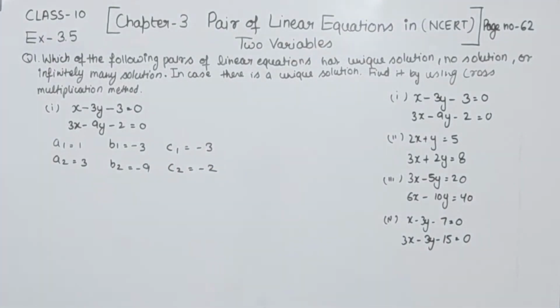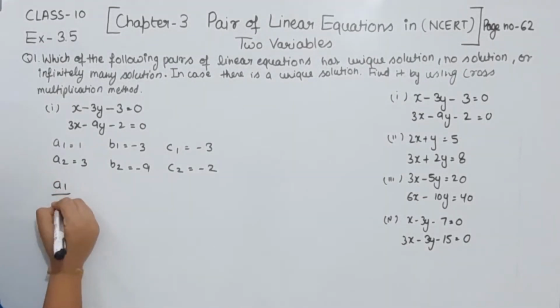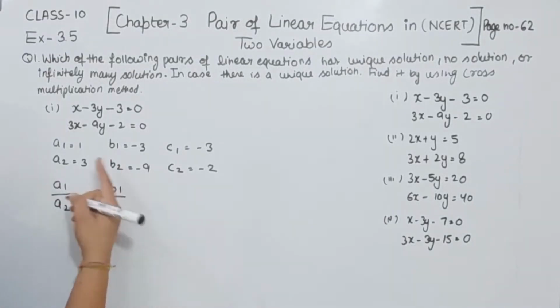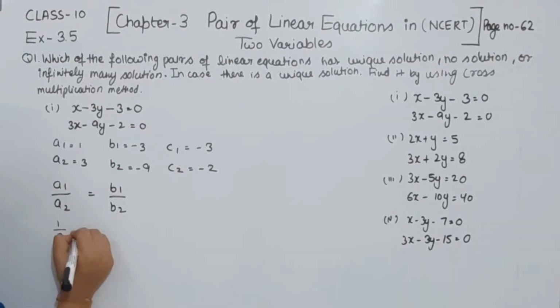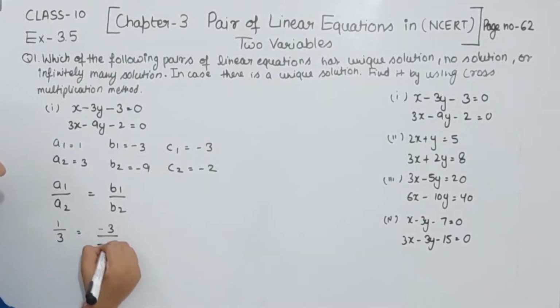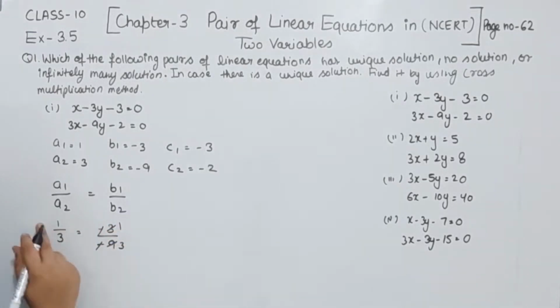Now we have to find first of all a1 by a2, is it equal to b1 by b2? So a1 by a2 we have 1 by 3, and b1 by b2 we have minus 3 and minus 9. Minus is cancelled by minus, 3 ones are 3, 3 3s are 9. So we have 1 by 3 and 1 by 3.